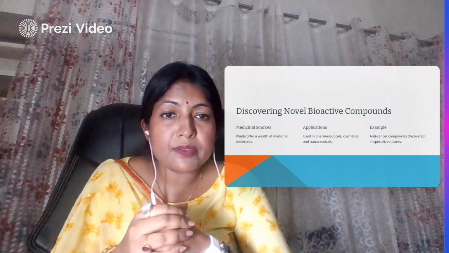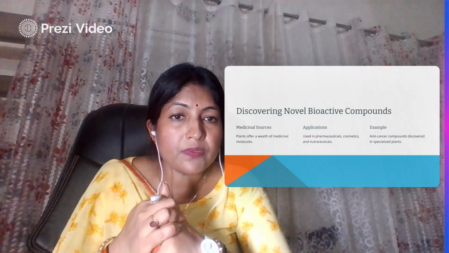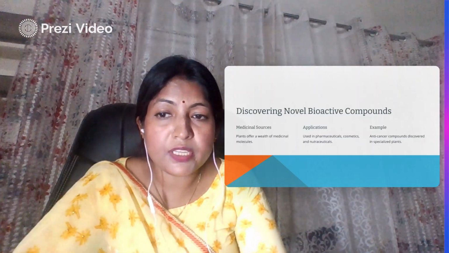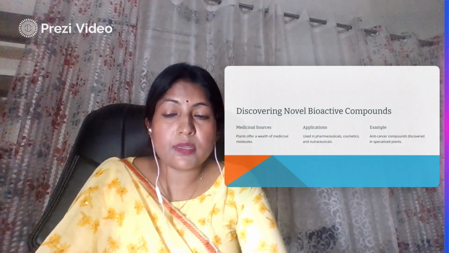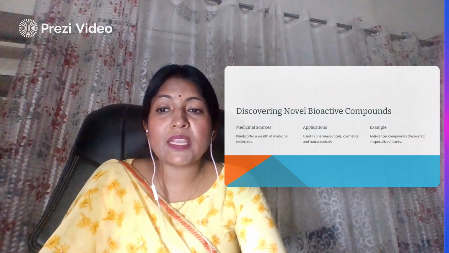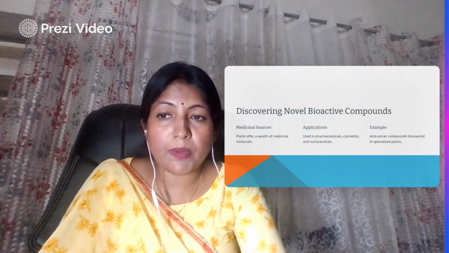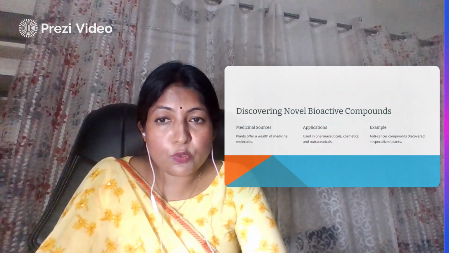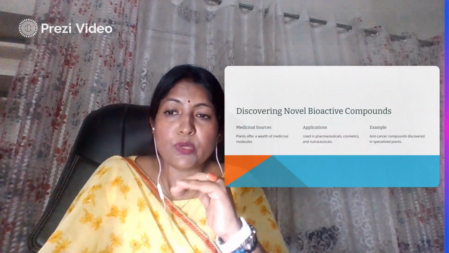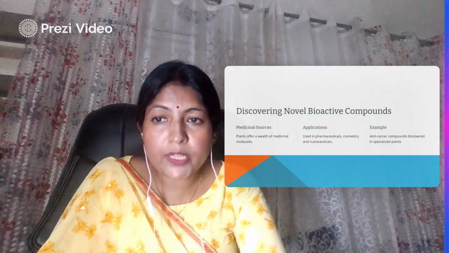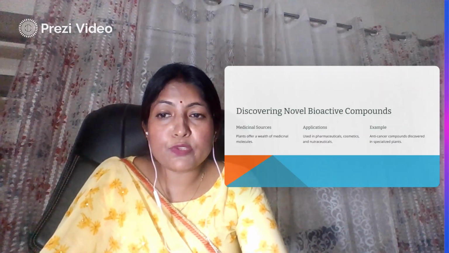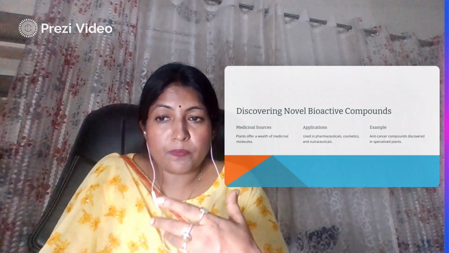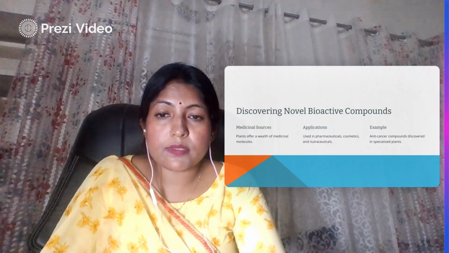For example, anti-cancerous compounds discovered in specialized plants, like vinblastine and vincristine, found in Catharanthus roseus, which is called Sadabahar, and Taxol, which is also isolated from Taxus brevifolia. It is widely used to treat breast cancer, ovarian cancer, or lung cancer.